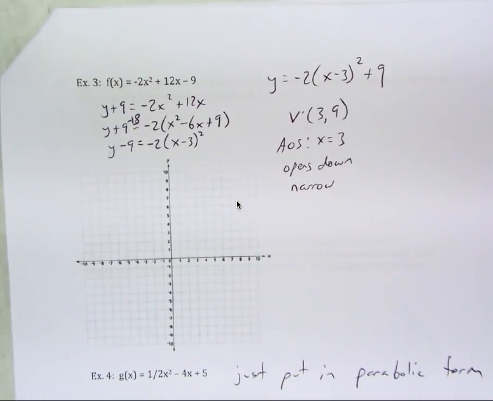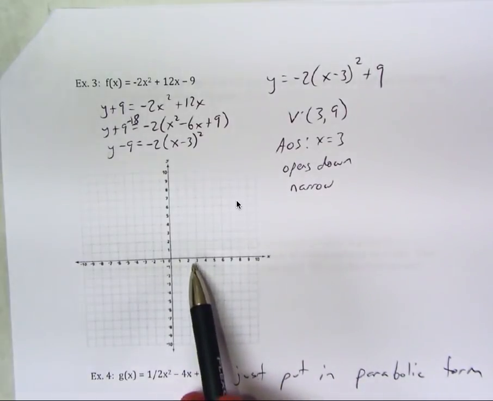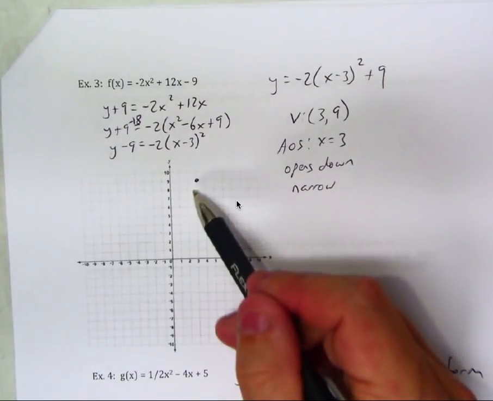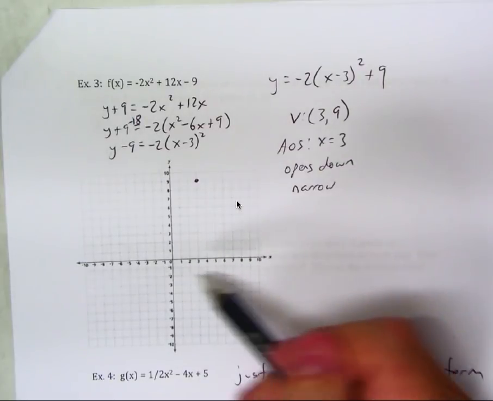And then we can find the x-intercepts. So I'm going to plot what we know so far. We know the vertex is at 3, 9. And we know it's going to be skinny and do something like this, but we get a really good depiction if we could figure out the x-intercepts.